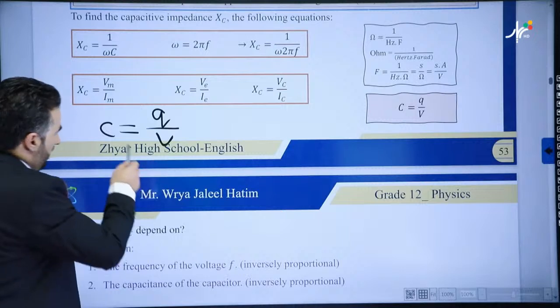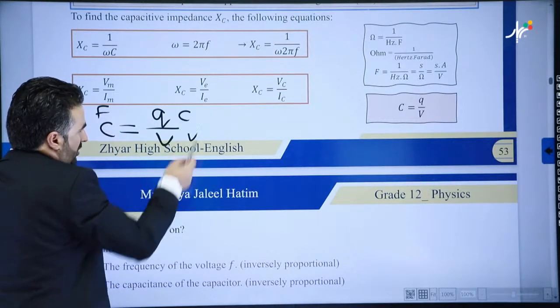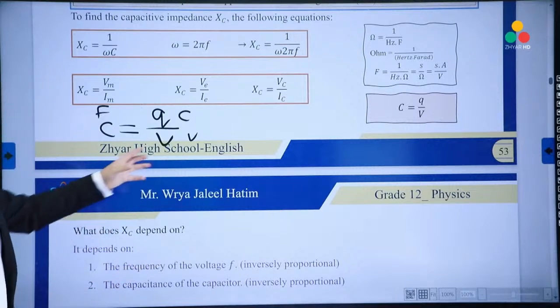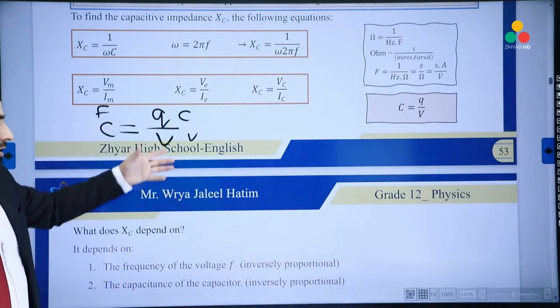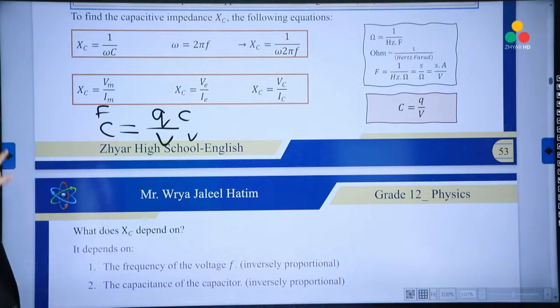And then there is one more thing. Capacitance is measured in farad, the charge is measured in coulomb, and the voltage is measured in volts. So once again, you can manipulate and rearrange this one to get different sets of units out of it as well.